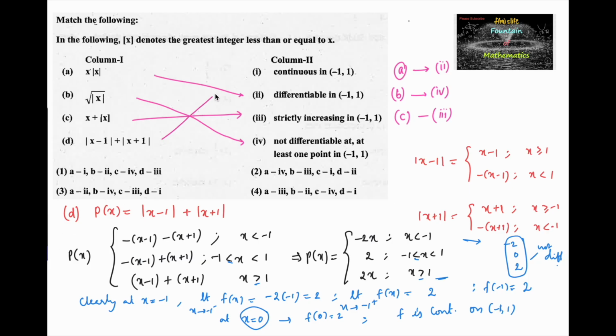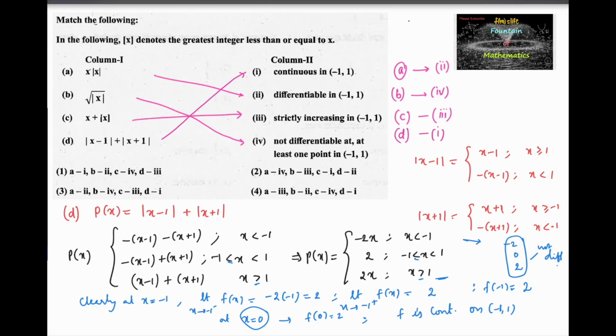Fourth, D is first option. So finally we can give the answer: A second, B fourth, C third, and D first, which is option 3.